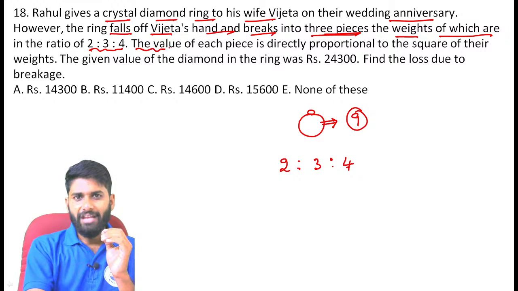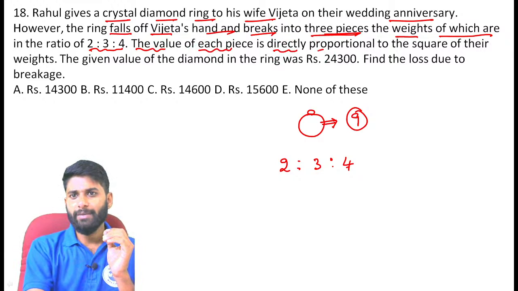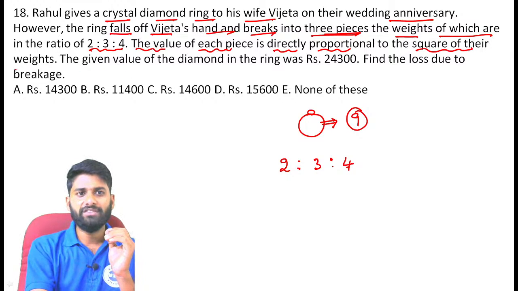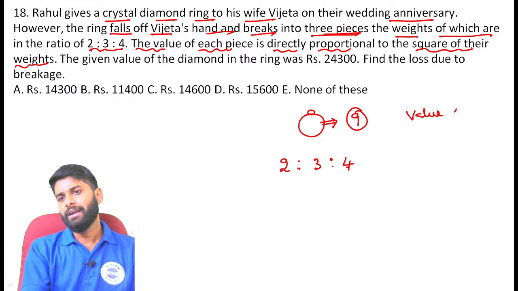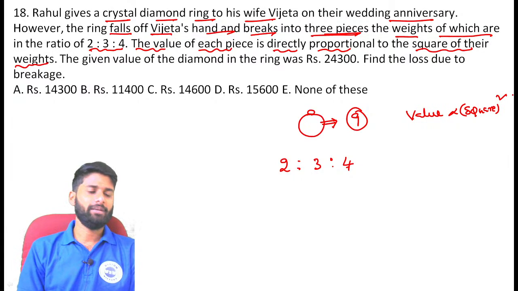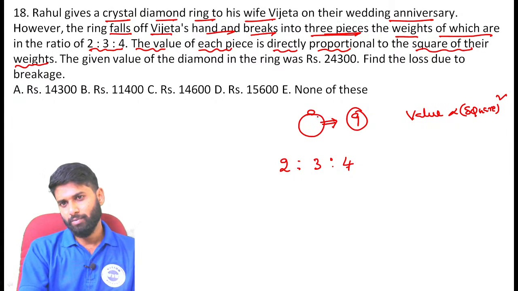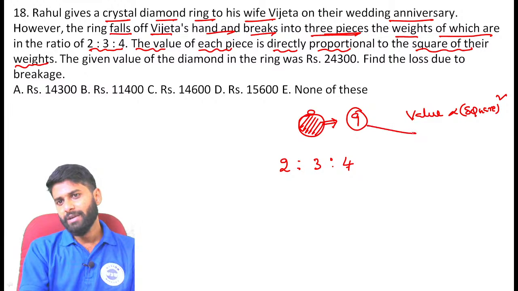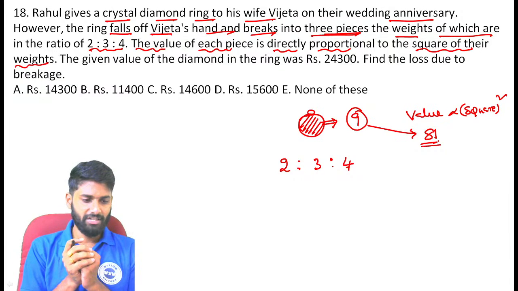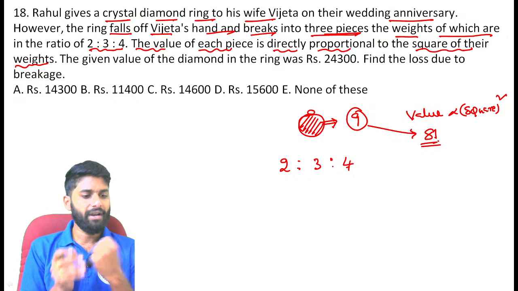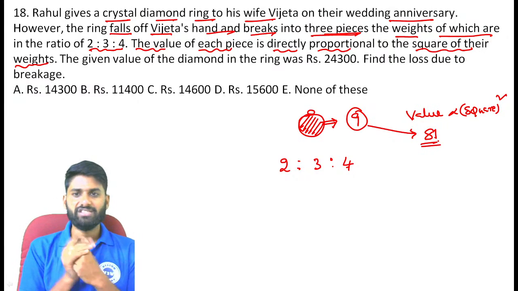Now, the value of each piece is directly proportional to the square of its weight, guys. Square of that weight. Now see, value is directly proportional to the square of its weight. For example, if you go through that 9 quantities of ring, the value becomes exactly equal to 81 rupees, guys. Because combined they have 9 quantities, and the value is directly proportional to the square of its weight. So the square of its weight means 9 quantities of weight. The value is 9 square. 9 square is equal to 81.